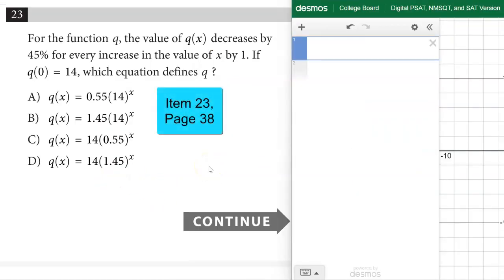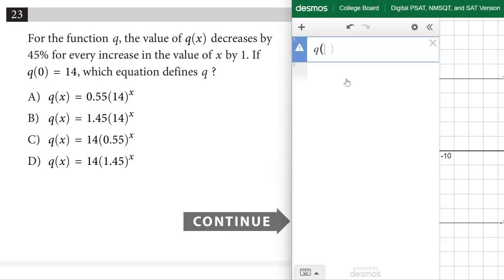The next item we're looking at is 23. It is also located on page 38. We're asked for a function Q that decreases 45% for every increase in 1 for the X quantity. And we're also given Q of 0 is 14. So the first thing I'm going to do is type in Q of X equals and put in this first answer choice.